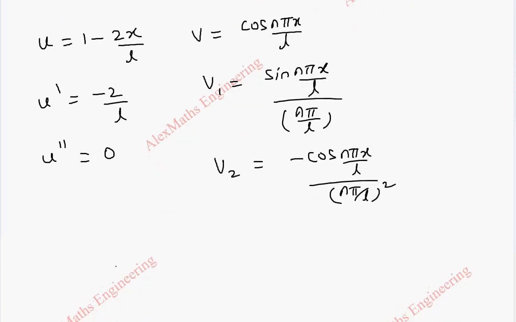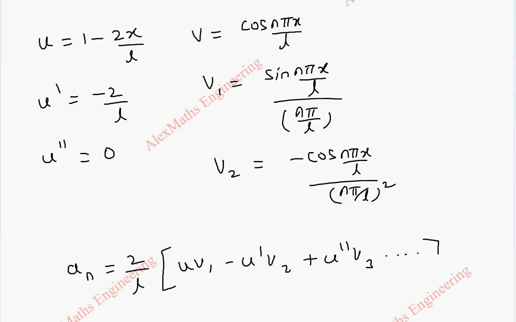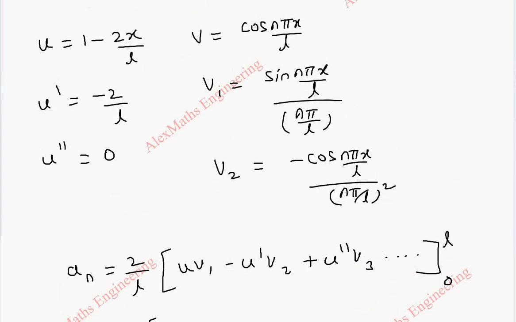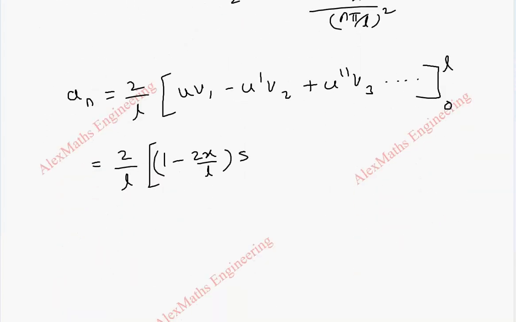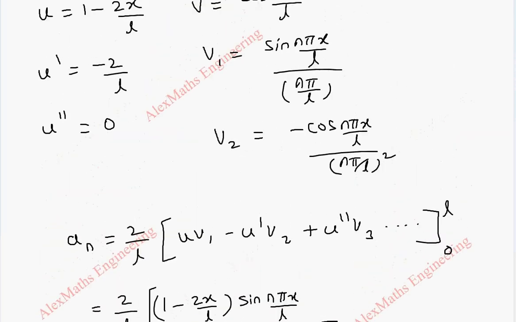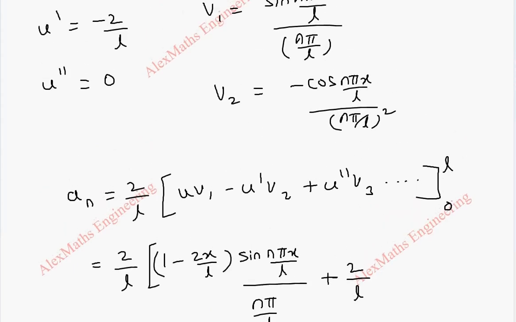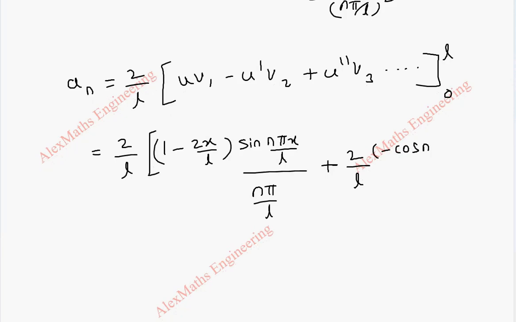Now an becomes 2 by L, and by formula it is u v1 minus u dash v2 plus u double dash v3 and so on. So the limit is from 0 to L. Now using all these terms here, u is 1 minus 2x by L, and v1 is sin n pi x by L by n pi by L, minus u dash, which is minus 2 by L. So we can put plus 2 by L, and v2, which has a minus sign, so minus cos n pi x by L by n pi by L whole square. So we have 0 to L as our limit.